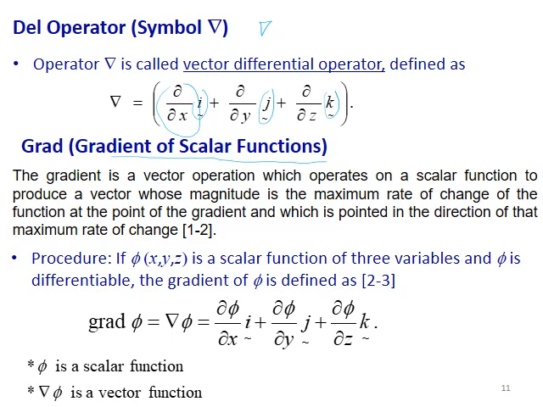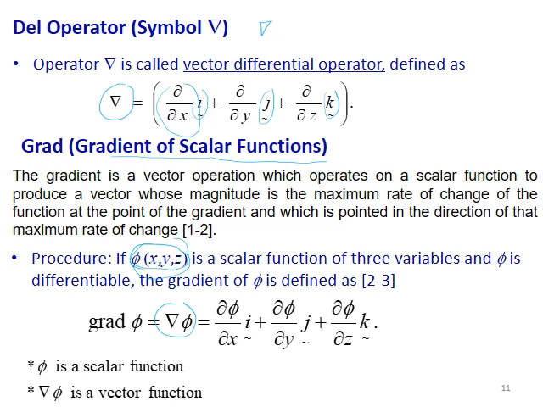Now here I would like to start with the procedure, how we deal with it. Have a look. If you are given a scalar function, which is a function of x, y, z, and we want to differentiate this scalar phi by finding the gradient of phi, what we are going to do is apply this del on this phi. As you can see, gradient phi is del phi.